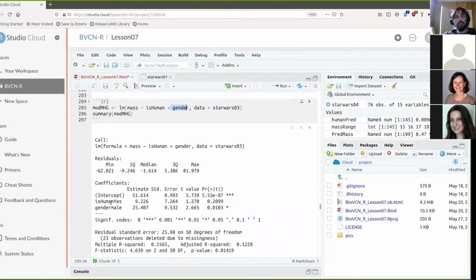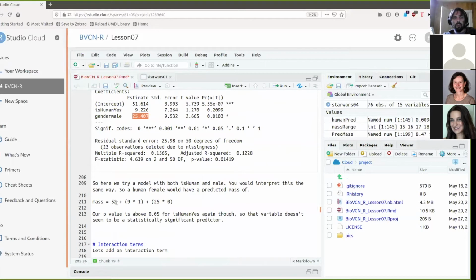And then we get something that looks like this. So now we have a couple of terms. We've got our intercept. Again, we have whether they're human and whether they're male. And so you can imagine this as another kind of equation.